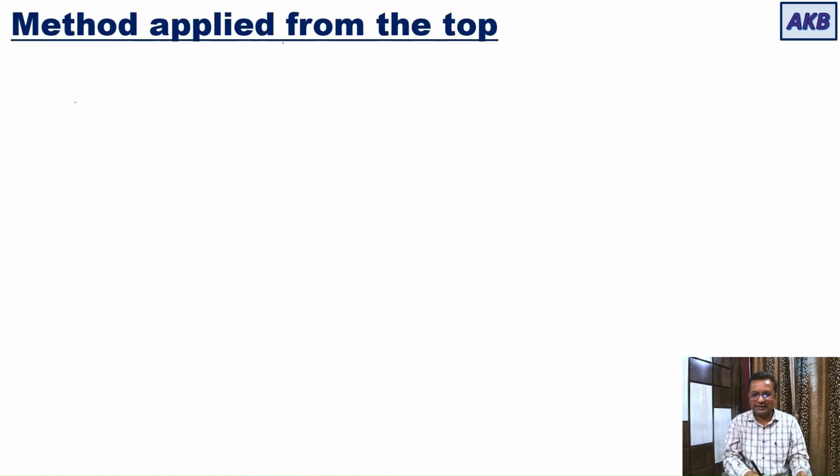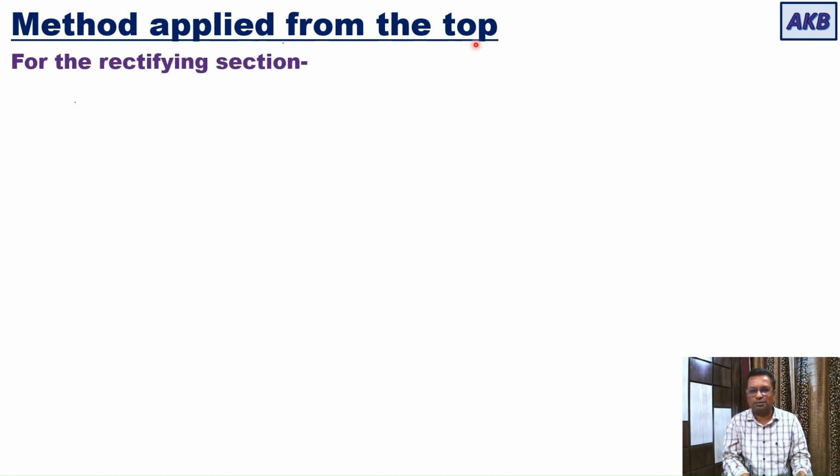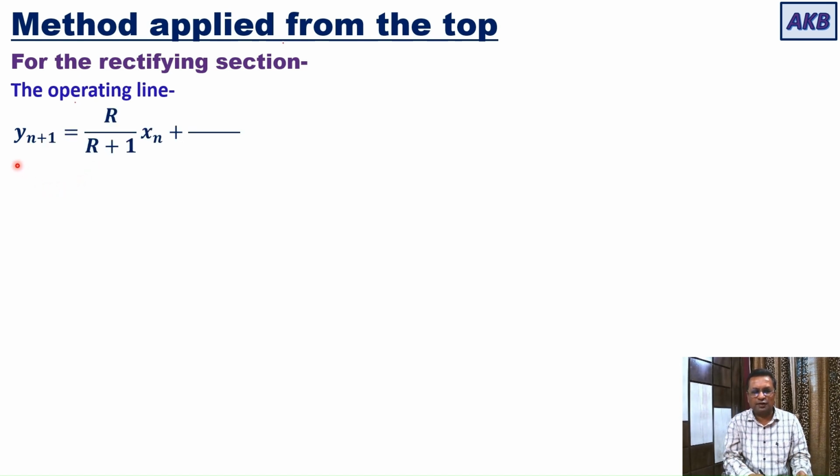So as I said, we are going to understand how to apply the Lewis-Sorel method from top to the bottom. So, method applied from the top. For the rectifying section, we have the operating line. We just have written the equation: Yn+1 is equal to R upon R plus 1 into Xn plus XD upon R plus 1.